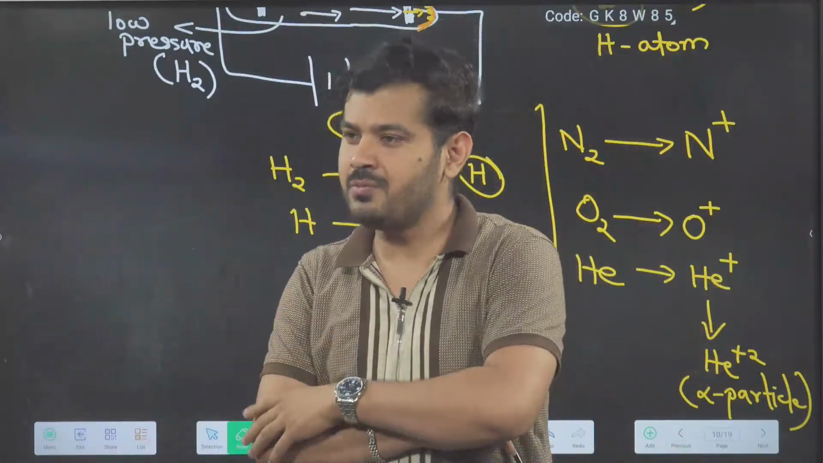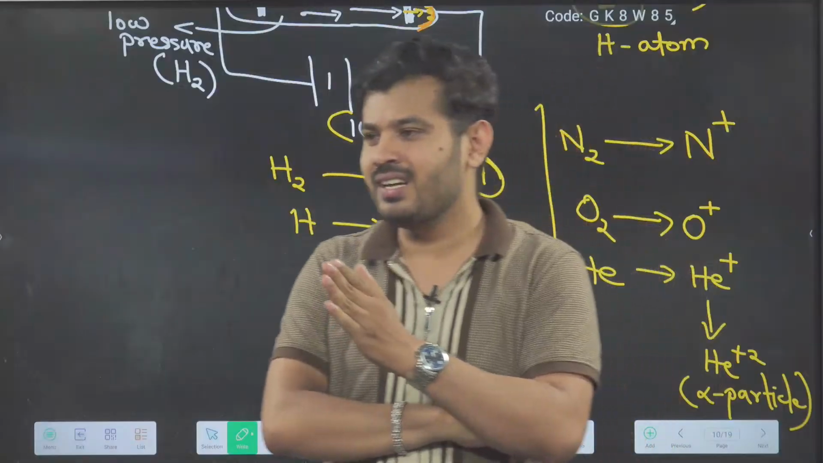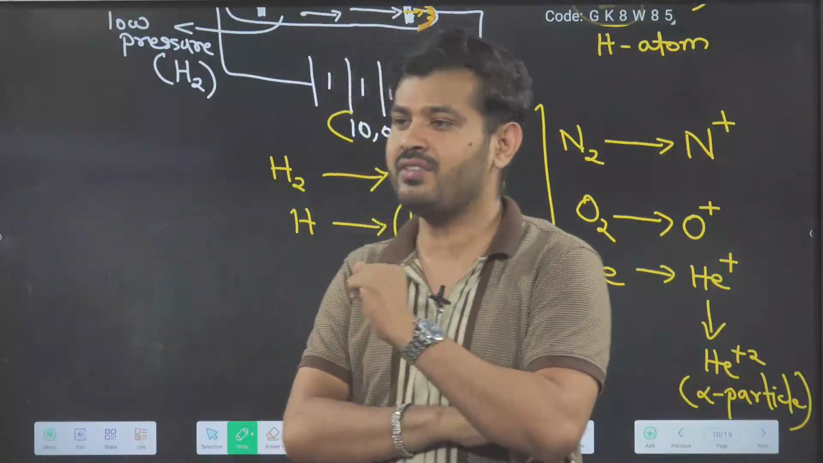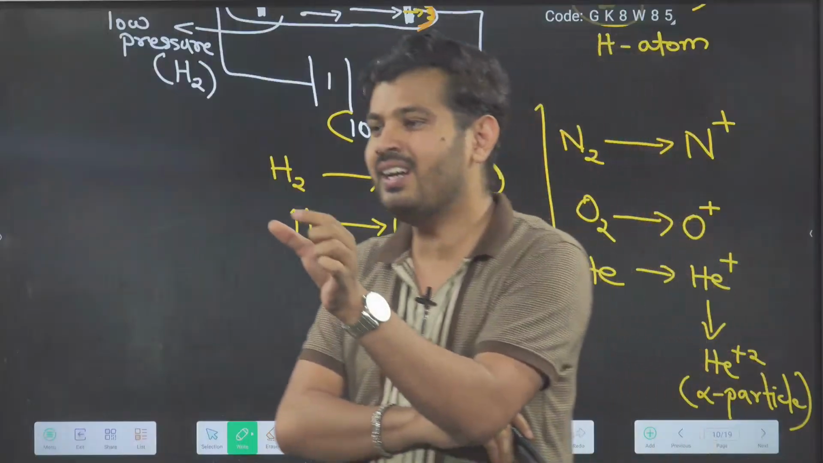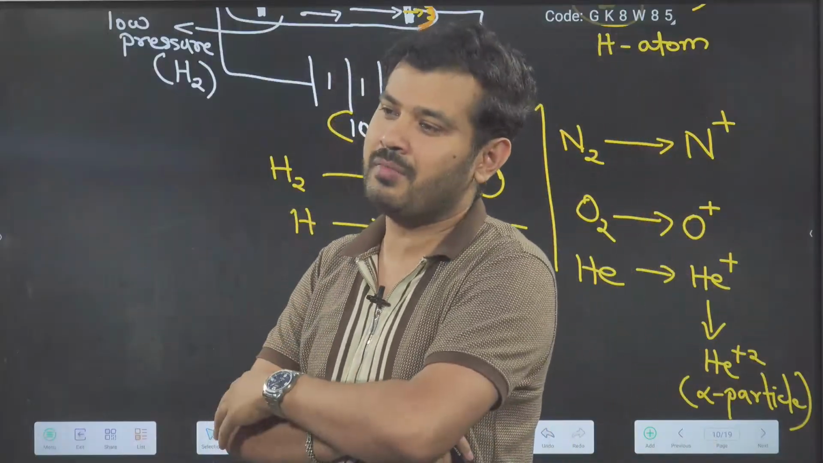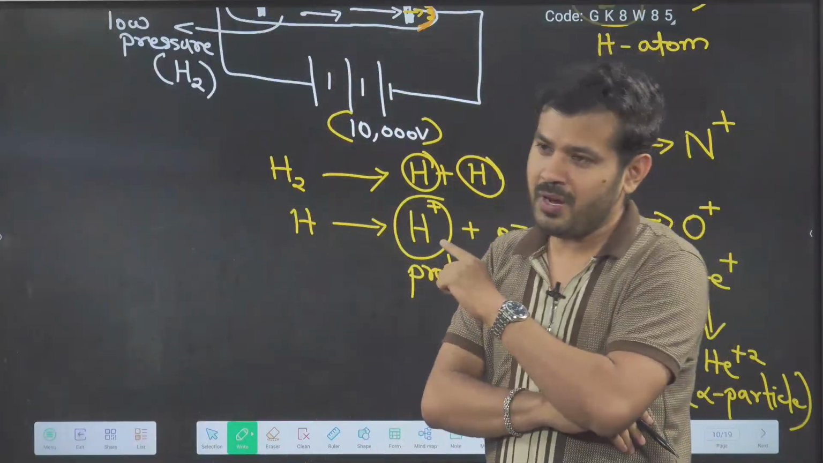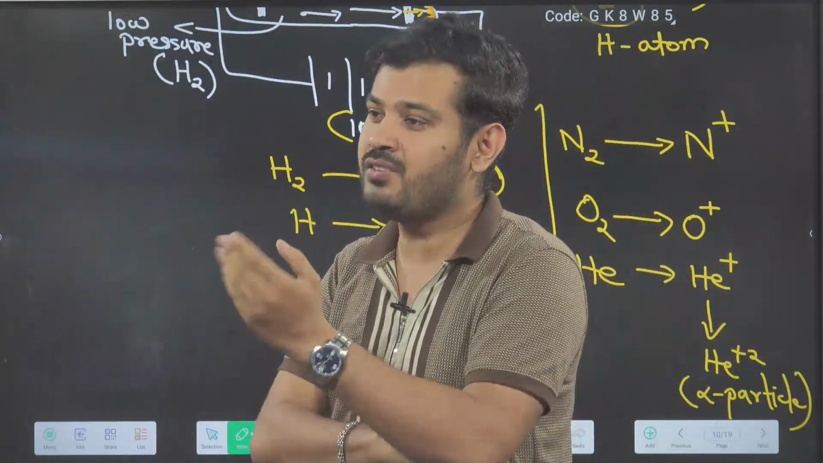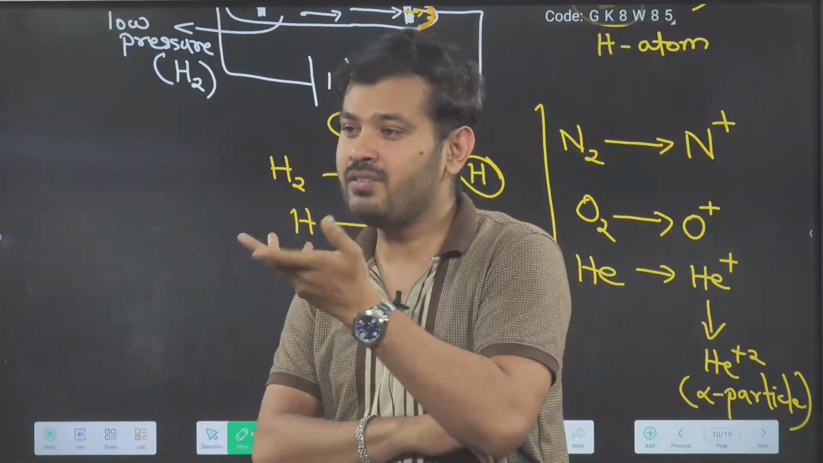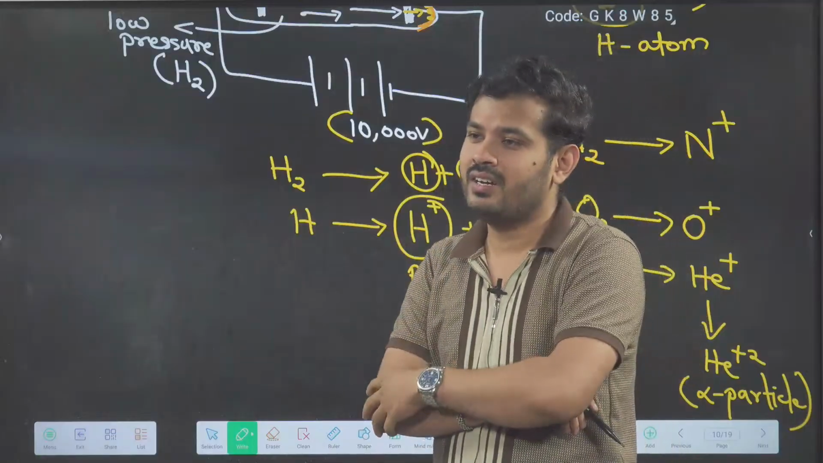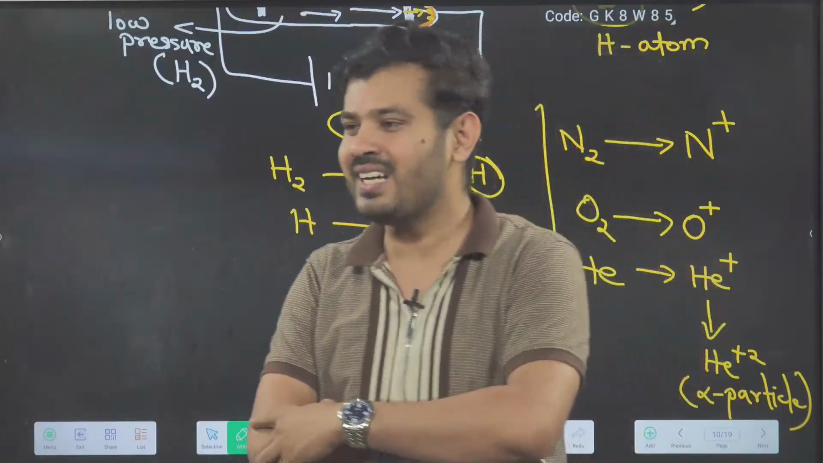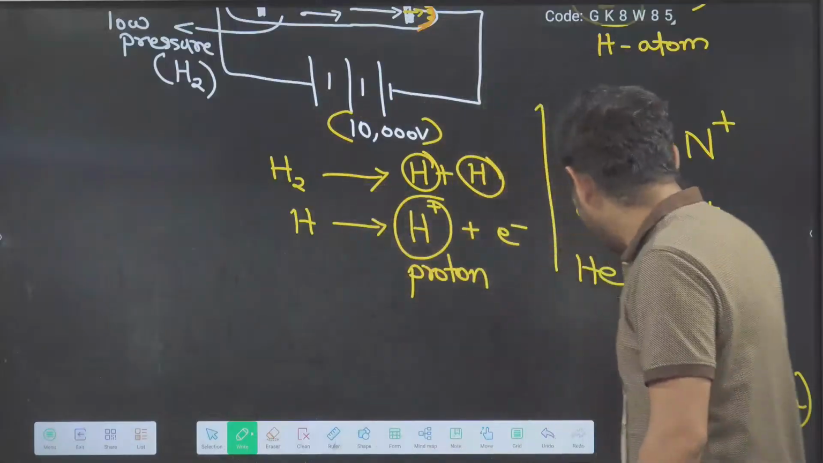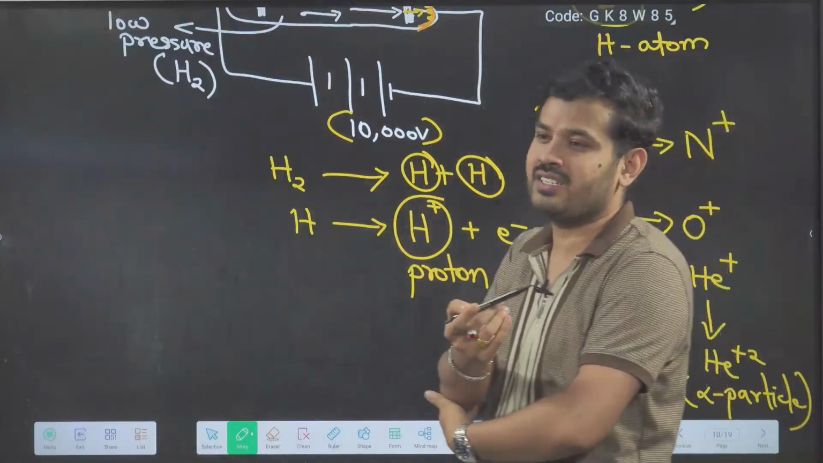Are you clear with this point? My point is, the cathode ray experiment will always produce electron. That is the negative charged particle. The negative charged particle in the cathode ray experiment is always the same. But in the anode experiment, the positive charged particle is not always the same. It depends on what? It depends on the gas taken inside. If you change the gas, then the positive charged particle will change.